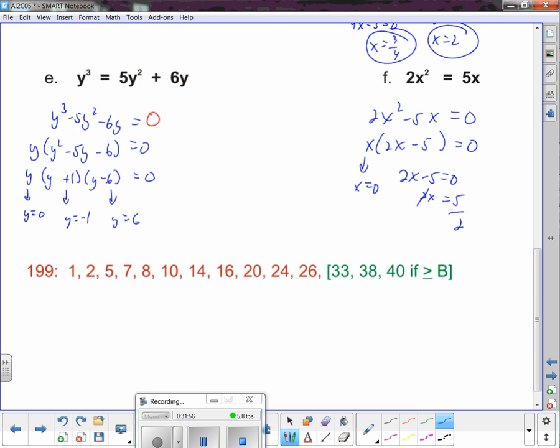Okay, I think on your paper, this says 32. Is that right? Is it 33? Do I have it correct on yours? Okay, good, because that's supposed to be 33.